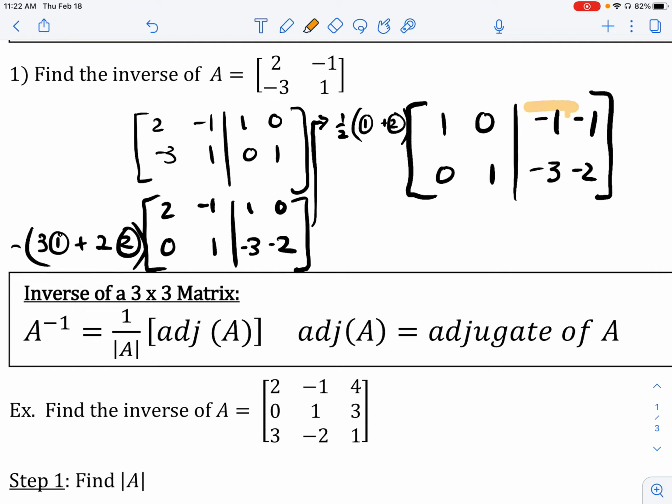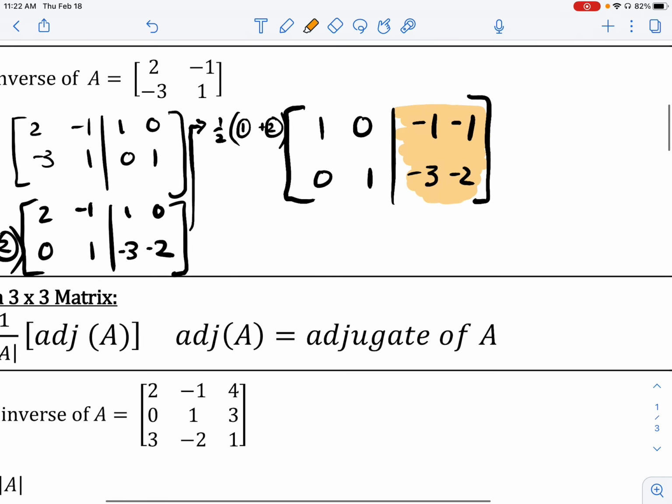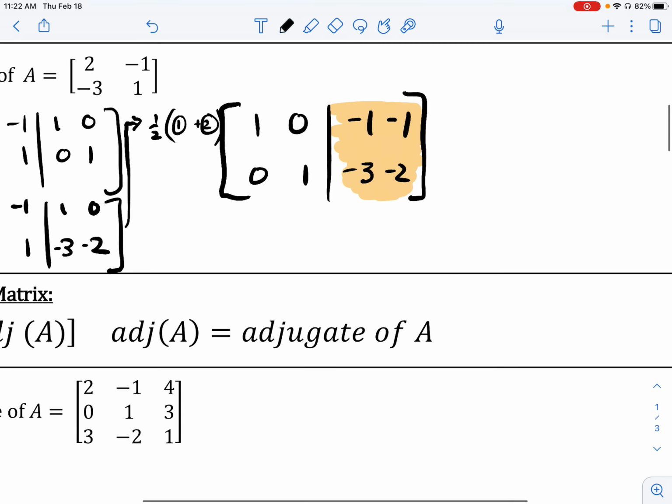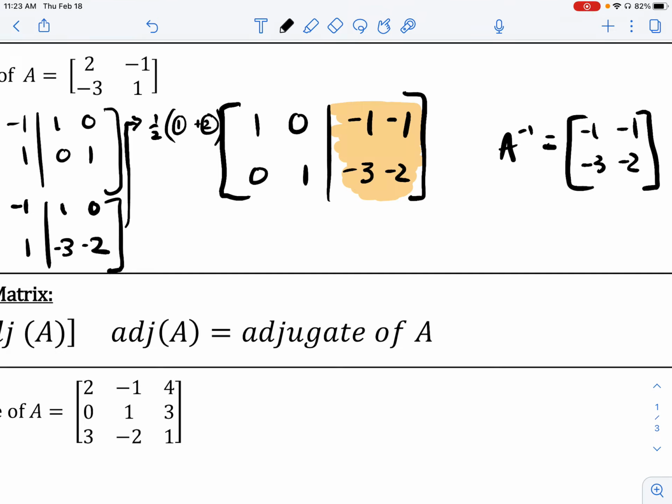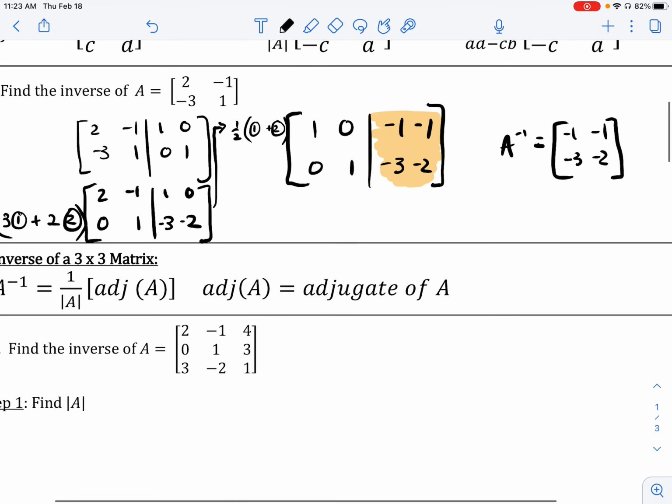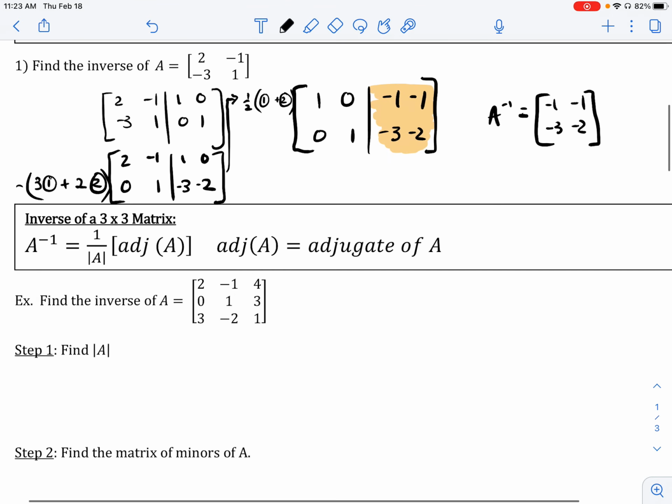You'll notice that I did Gauss-Jordan on my system, and what results here is my inverse matrix. So I can say A inverse is the following matrix: -1, -1, -3, -2. If you check that with what we got in our previous lesson, you should see that we got the same exact inverse, so we're pretty sure we did that right. The process here is just using Gauss-Jordan elimination to do that.